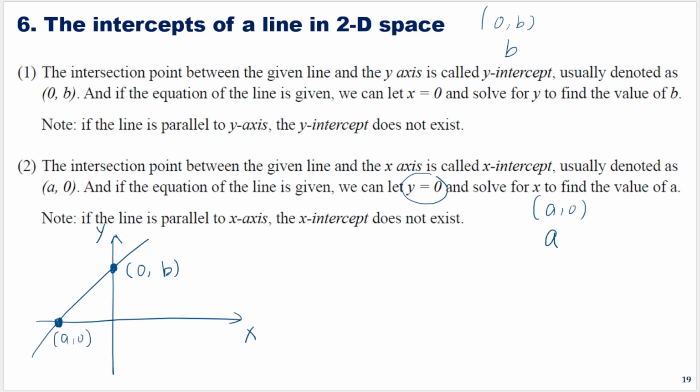And also note that if the line is parallel to the x-axis, then the x-intercept does not exist, except the line is the x-axis itself. In that case, you might have an infinite number of x-intercepts. Did you get it? So in summary, the y-intercept is the point of intersection between the line and the y-axis, and the x-intercept is the point of intersection between the line and the x-axis, right? Any questions?